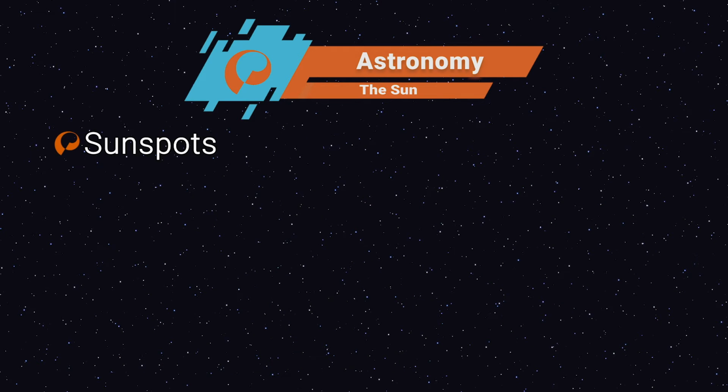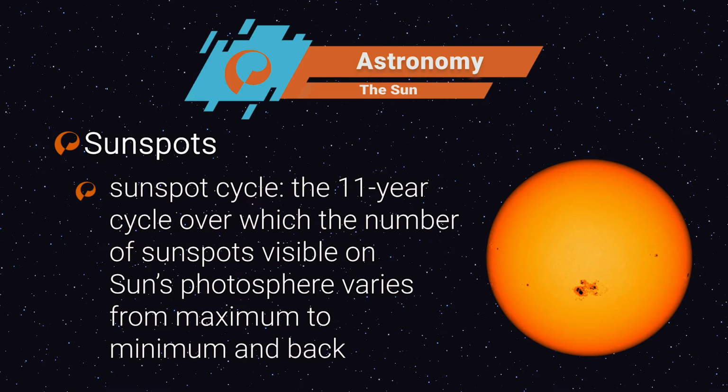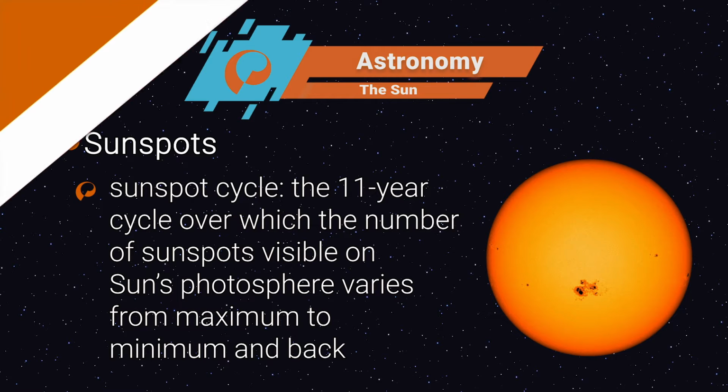The Sun's photosphere is broken up into cells called granules by the convection from below. Dark areas on the photosphere, called sunspots, are places where magnetic activity inhibits convection, leading to a relatively cooler area of the photosphere. The sunspot cycle is the 11-year cycle over which the number of sunspots visible on the Sun's photosphere varies from maximum to minimum and back.